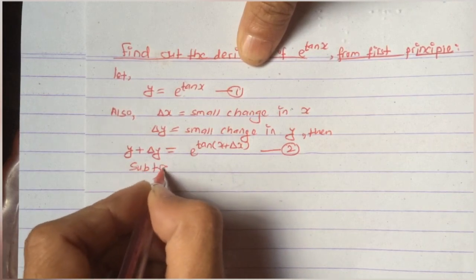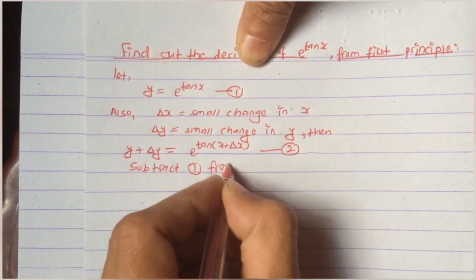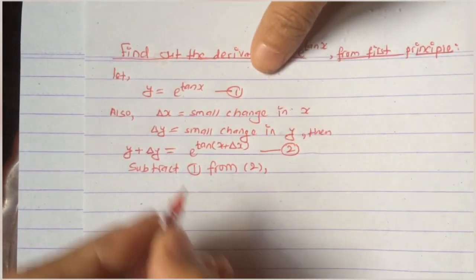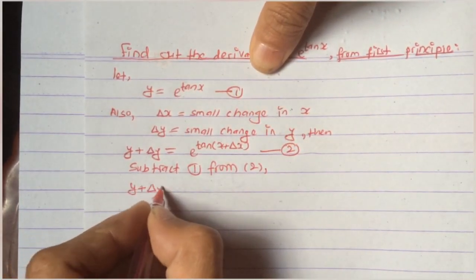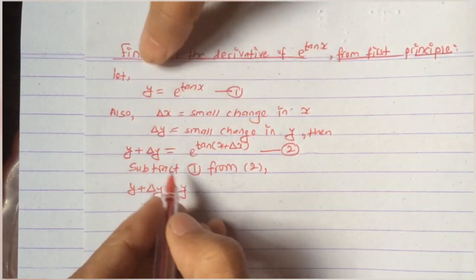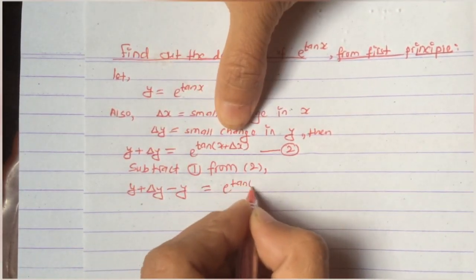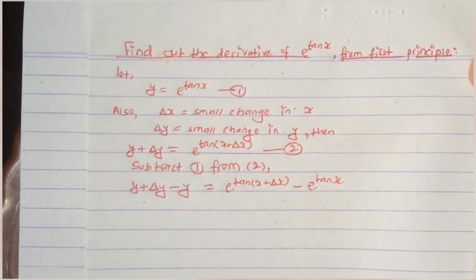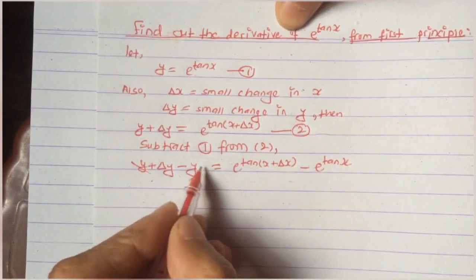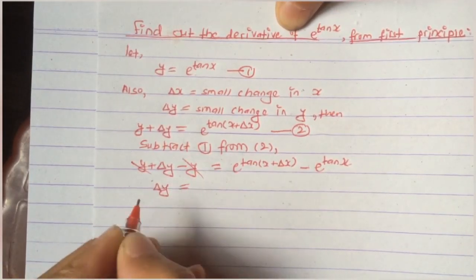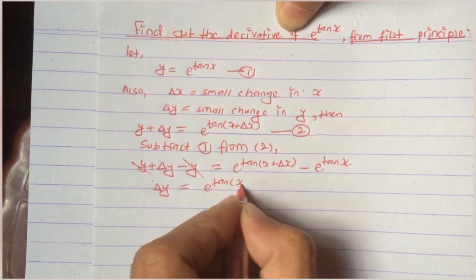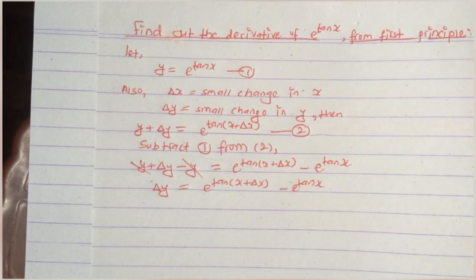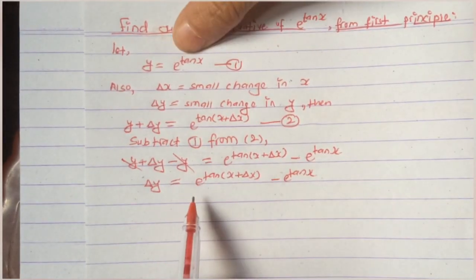Now subtract equation 1 from equation 2. First, write the left hand side from equation 2, that is y plus del y minus y, which equals e^(tan(x plus del x)) minus e^(tan x). Y cancels out, and you are left with del y equals e^(tan(x plus del x)) minus e^(tan x).